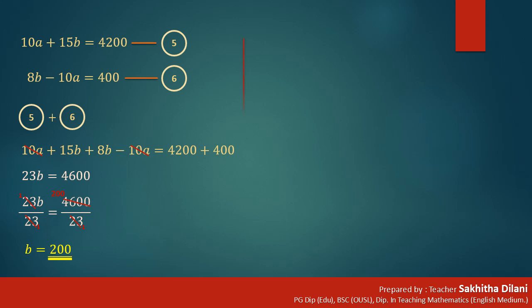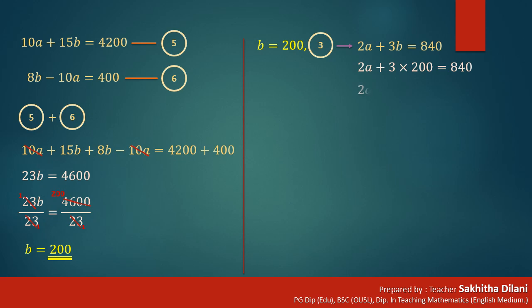Now you can find the value of a by using the value of b. Let's substitute the value of b in the third equation. 2a plus 3 into 200 equals 840. 3 into 200, that is 600. Then take 600 to the right hand side. Then 2a equals 840 minus 600. That is 2a equals 240. To make a the subject, divide both sides by 2. Then the value of a is 120.